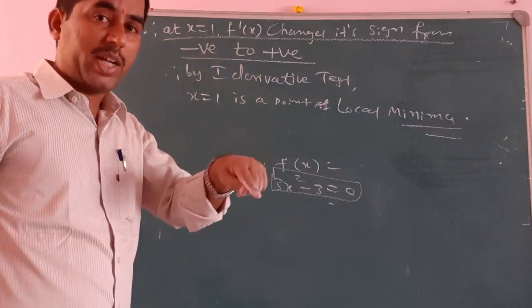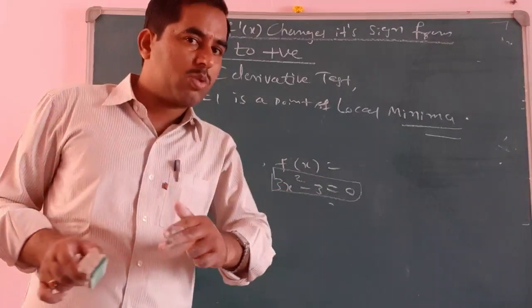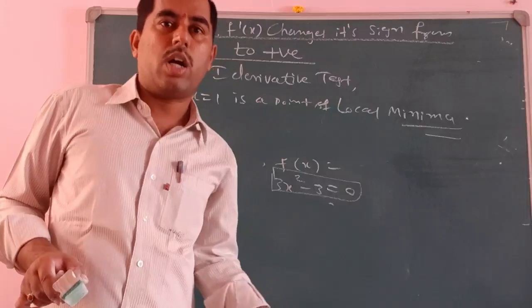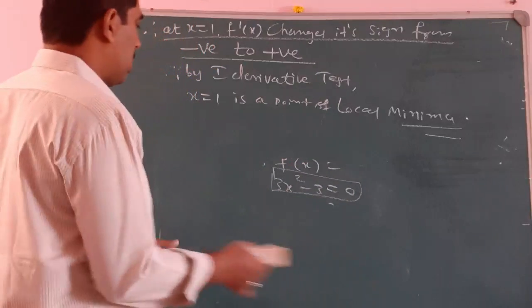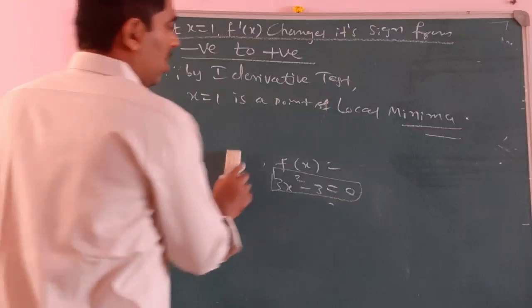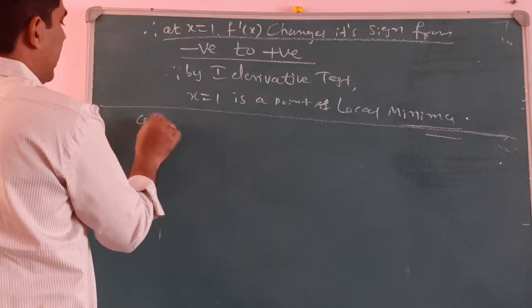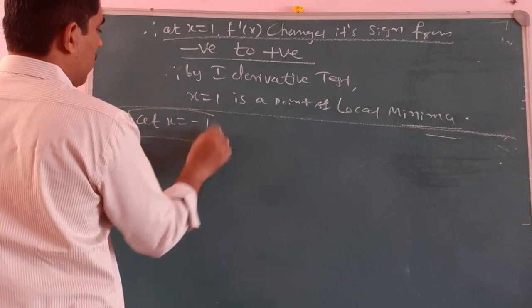Okay, so we have another point. What is that other point? x is equal to -1. So we have to see what happens to the left of -1 and to the right of -1. That we shall do here. Okay, this is all about the first point. Let me take up another point, at x is equal to -1. Let's see what happens here.